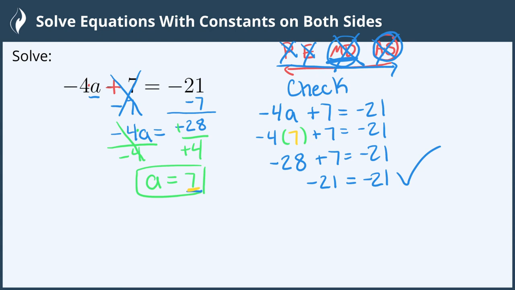So this checks, and that means that our answer that we got of a equals 7 is correct, and so we're all done.